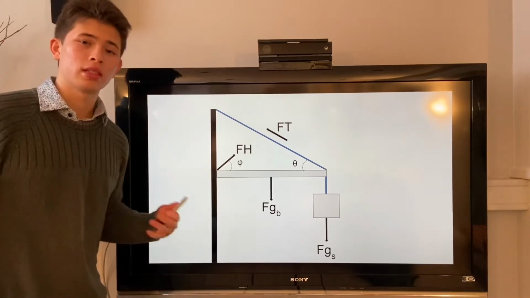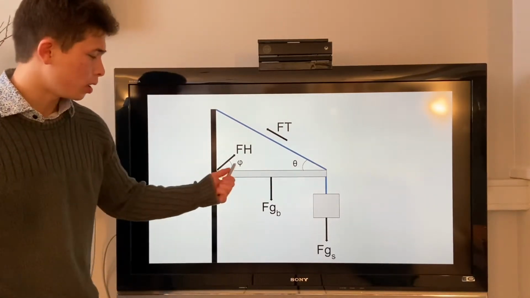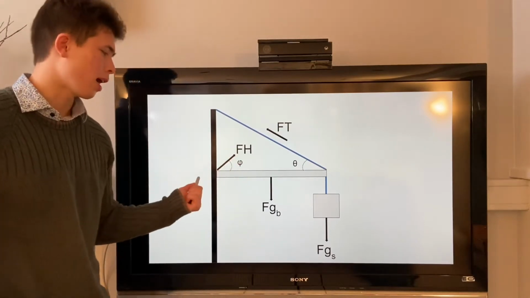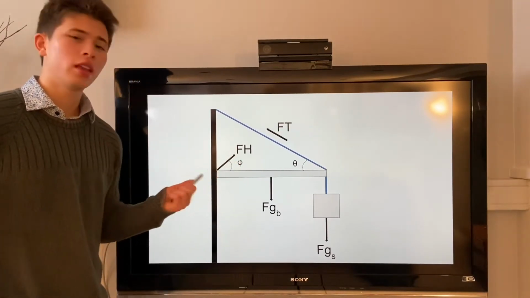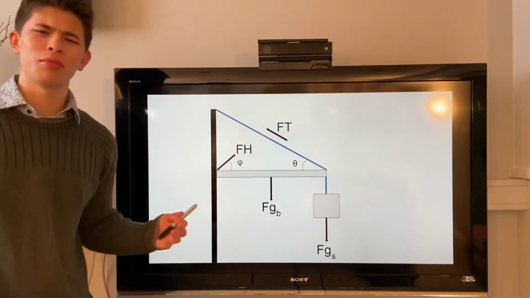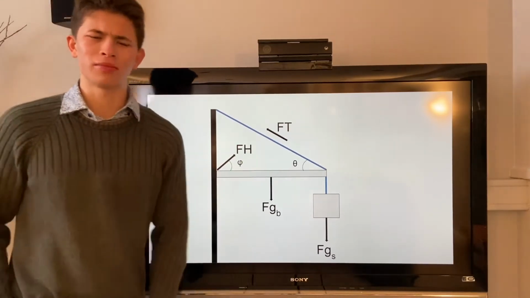Again, because we are in static equilibrium, this beam cannot be pushing through the pole. Therefore, we have the force of the hinge that will be acting in the opposite direction at an angle that we'll call phi. But you know what? This is a kind of boring way to learn, so why don't we just go and make it?